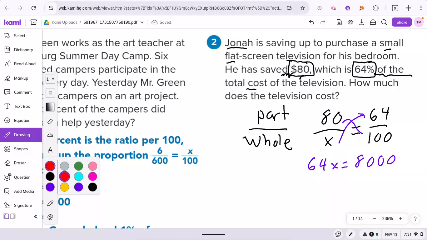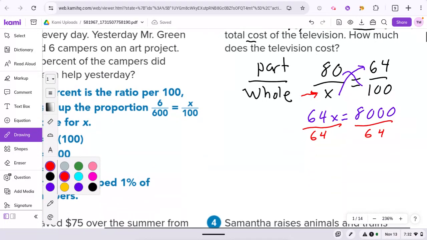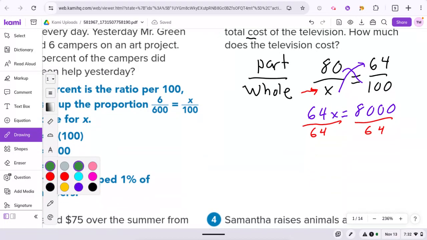After you do that, you would then divide both sides by 64. Remember, you're solving for x. You're trying to find this missing value for the total cost of the TV. So divide by 64 on the left, divide by 64 on the right. The 64s on the left will cancel each other. You'll be left with x equaling, and then you just do 8,000 divided by 64, and you should get 125.